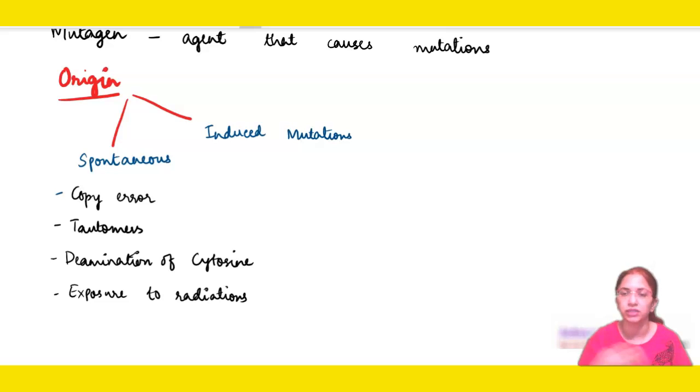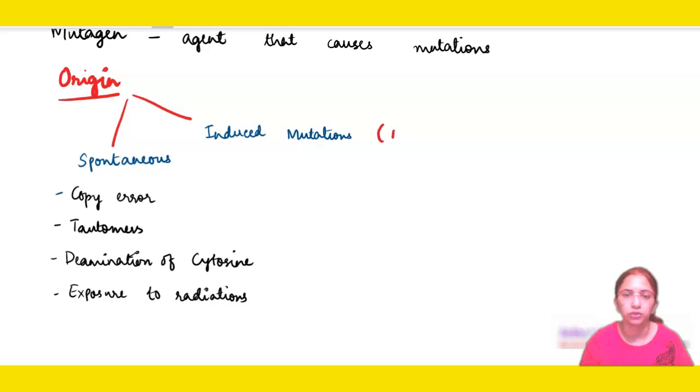So this mutation is carried on to further generations because cell division becomes faulty in this, right? These four reasons you must know, because if you get a question like differentiate or describe spontaneous or induced mutations, you can write these factors. It could be due to copy error, which happens during replication, I have already explained. Due to the formation of tautomers, the deamination of cytosine, or exposure to radiation could also be the reason. Right? Now we come to another point, and this is induced mutations.